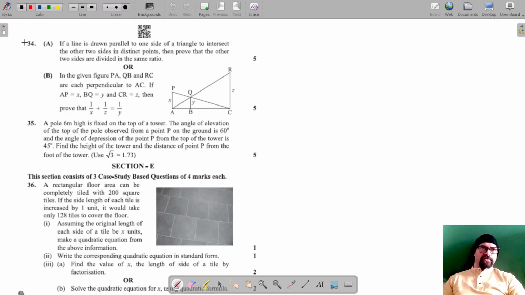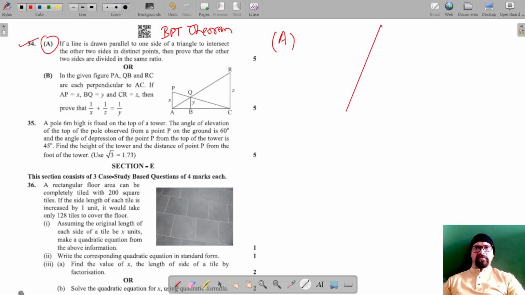Okay, for question number 34, part A, we have to prove that if a line is drawn parallel to one side of a triangle to intersect the other two sides in distinct points, then the other two sides are divided in the same ratio, which is the BPT theorem. So let's try to prove that, and let's get our triangle first.